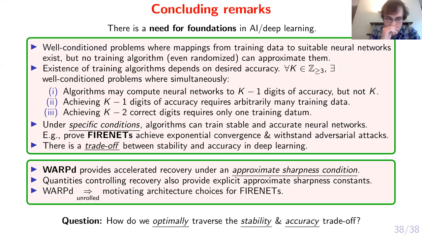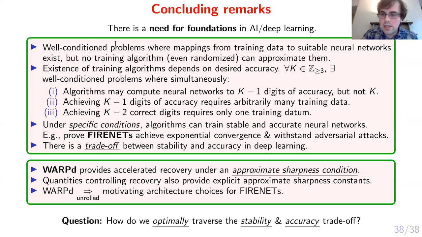Okay, so concluding remarks. There's a need for foundations in AI and deep learning. So I first showed you well-conditioned optimization problems where mappings from the training data to suitable, stable, and accurate neural networks exist, but no training algorithm, even if you allow randomized processes such as stochastic gradient descent, can approximate them. The existence of a training algorithm actually depends on the accuracy that you desire.